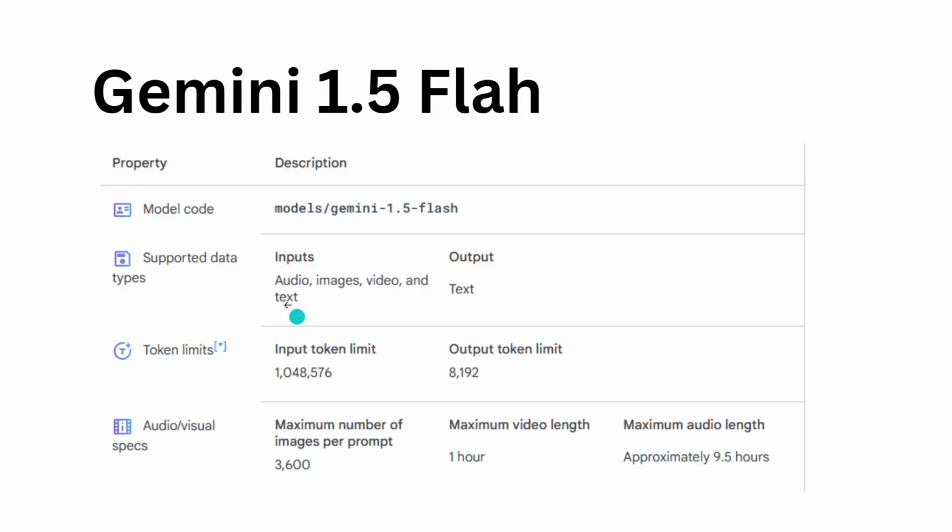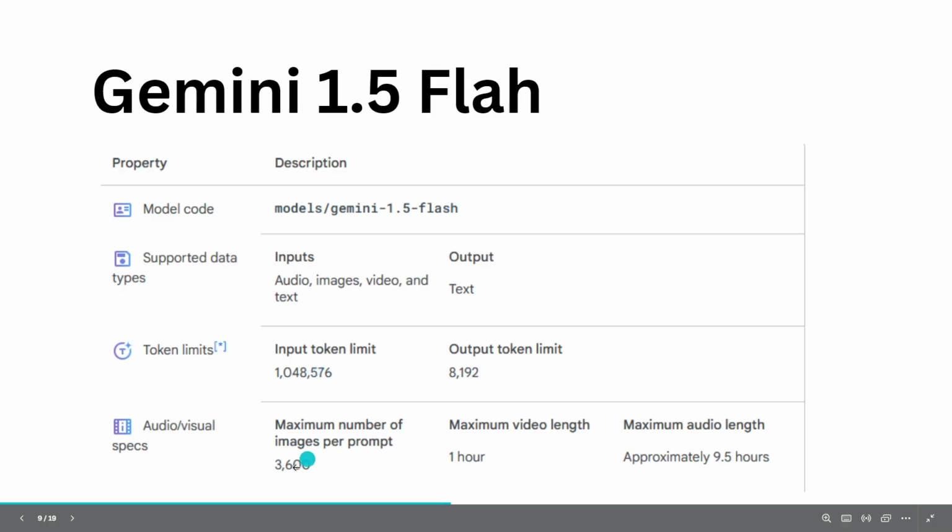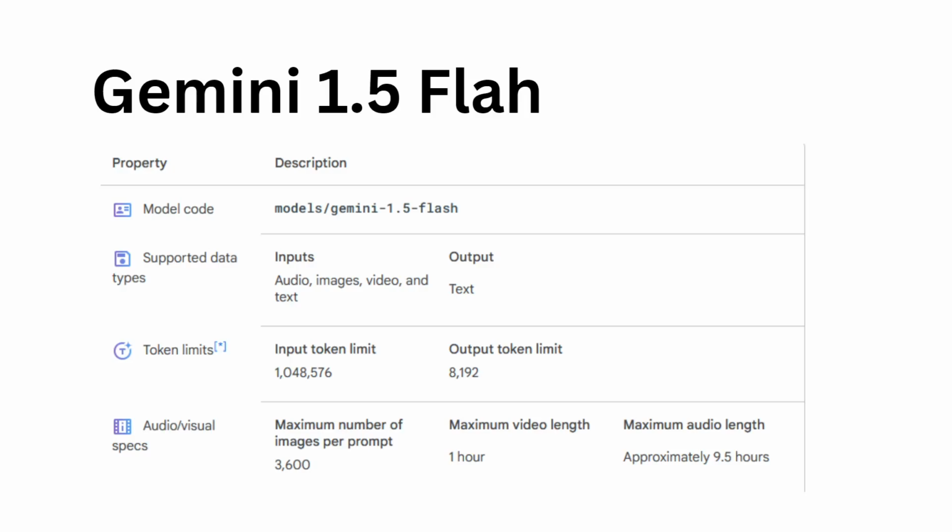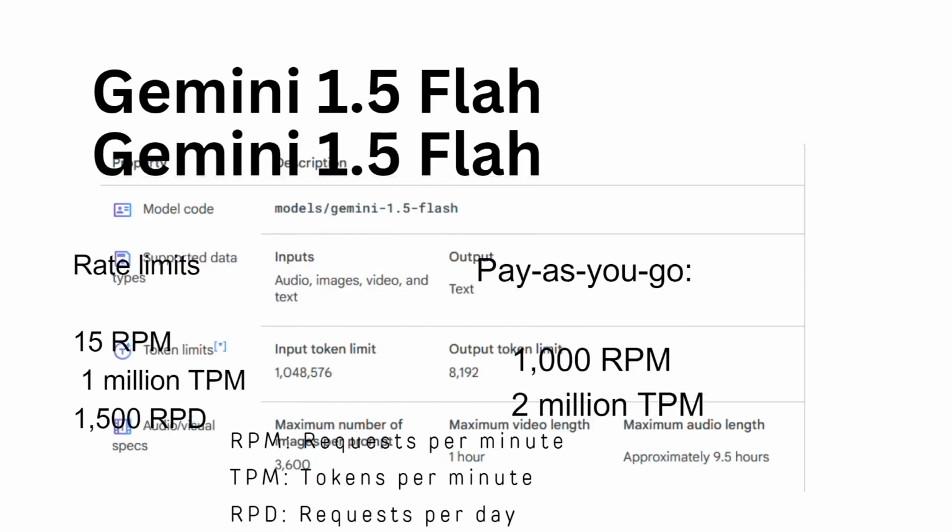The input token limit is just over 1 million, and the output token limit is 8192. The maximum number of images per prompt is 3600, the maximum video length is 1 hour, and it can process approximately 9.5 hours of audio. That's a huge one.